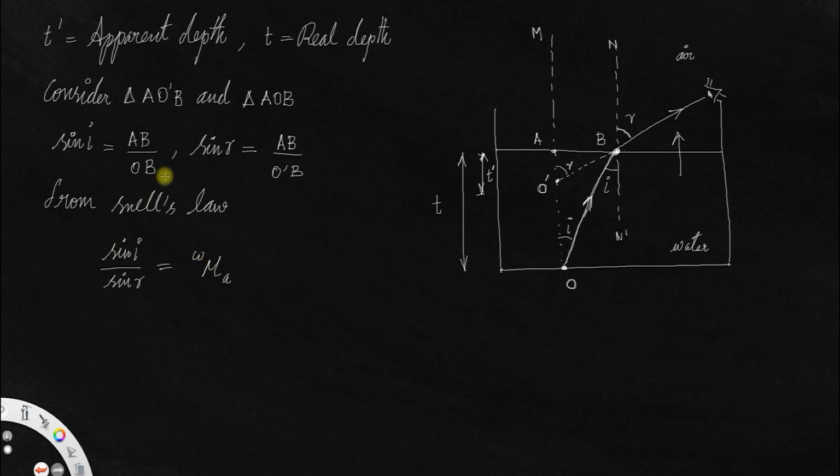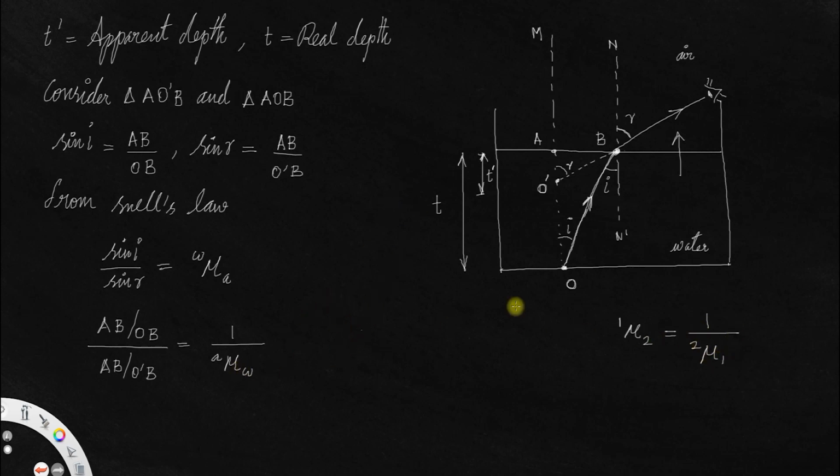Okay. Now, when I apply these two values in here, sin I will be AB divided by OB, divided by sin R, which is AB divided by O dash B, which is equal to, I can rewrite this as the refractive index of water with respect to air. That is in accordance with the property of refractive index, mu21 is the reciprocal of mu12.